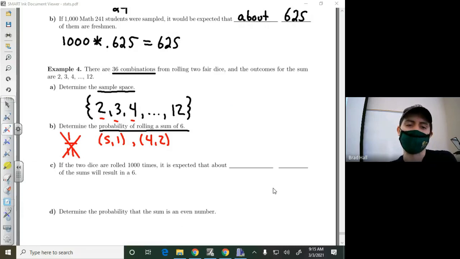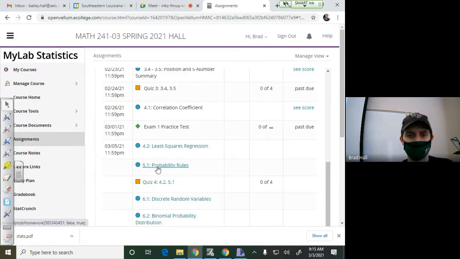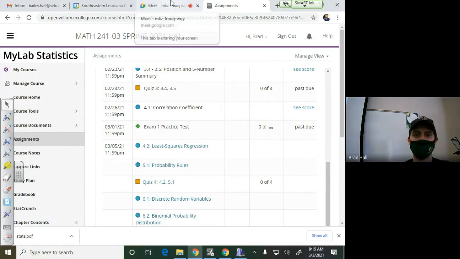And I'm out of time, so I'm just going to leave it here. I'll finish this last little part next time, but mainly focus on the second correlation homework in my math lab, the least squares regression. That is tentatively due Friday, and I'll figure out when probability rules is due, probably next Monday or next Tuesday. Aside from that, that's all I have. Have a good day.